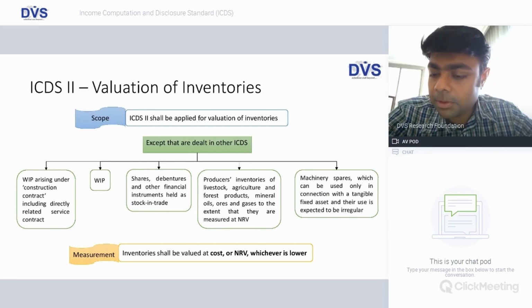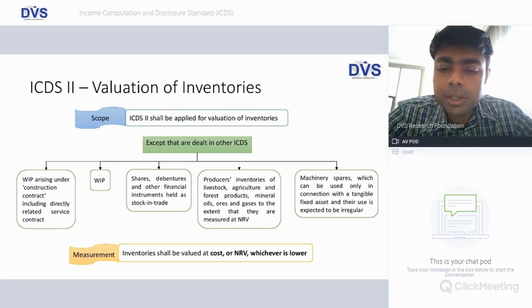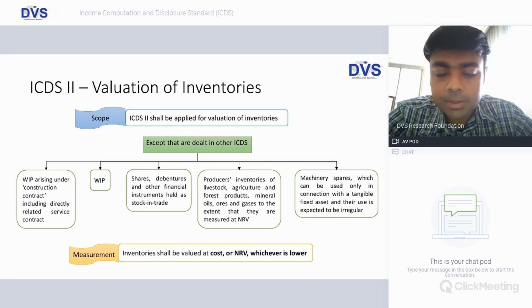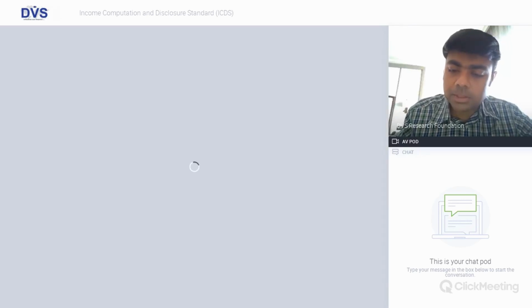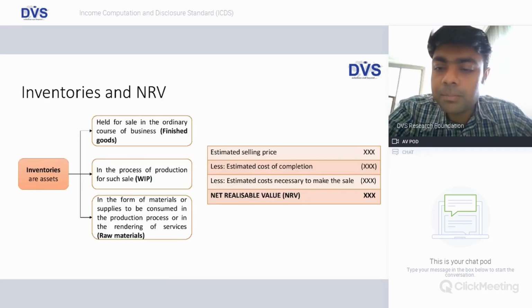Machinery spares, which we call capital spares, which can be used only in connection with a tangible fixed asset, and their use is expected to be irregular. So for these situations, we do not use ICDS 2, because there are specific standards dealing with these transactions.